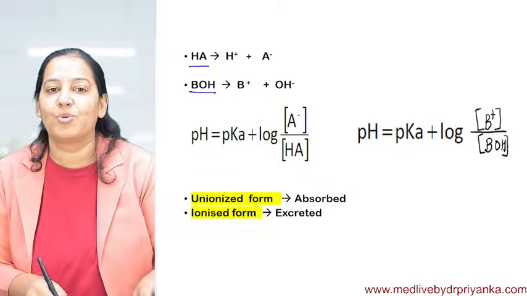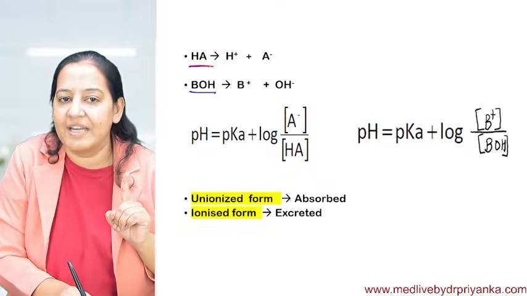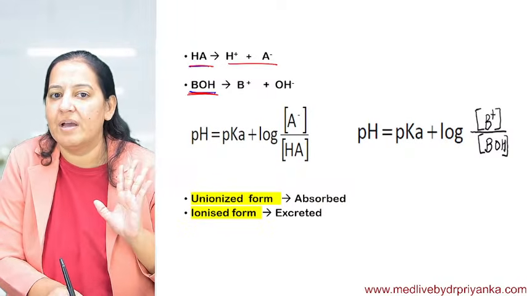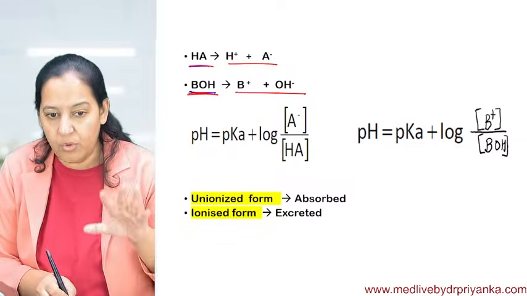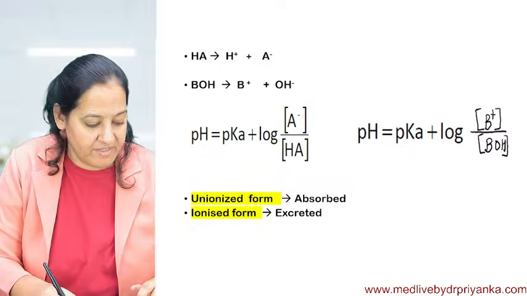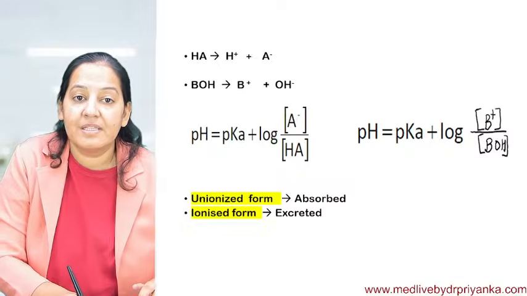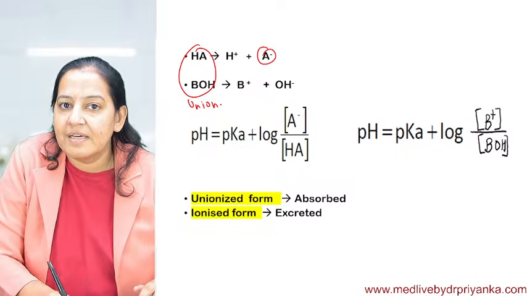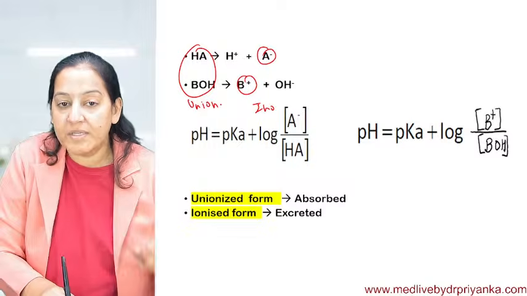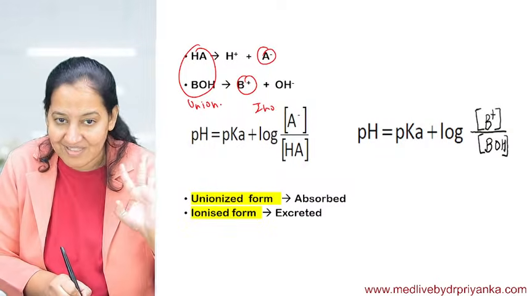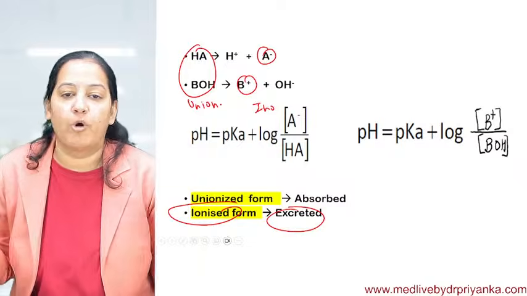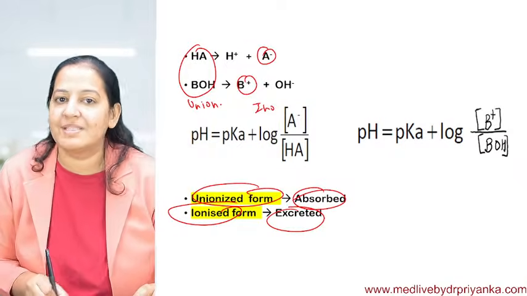Chalo. So you can see the two types of drugs, acidic drug and basic drug. How are they getting ionized? So what is the rule? Where is the ionized form and where is the unionized form? This is the unionized form and this is the ionized form. What is the rule? The body doesn't like ions. So the ionized form is excreted and the body loves the complete form without charges. So the unionized form is absorbed.